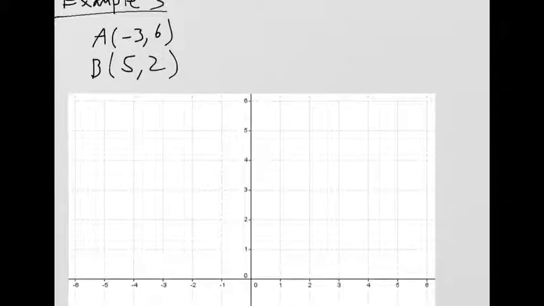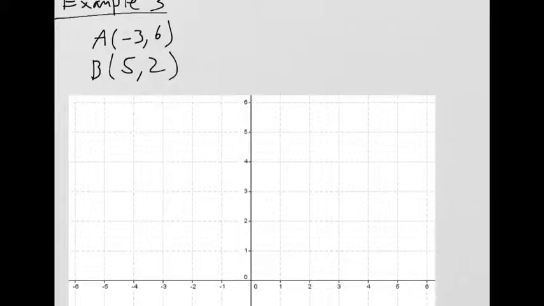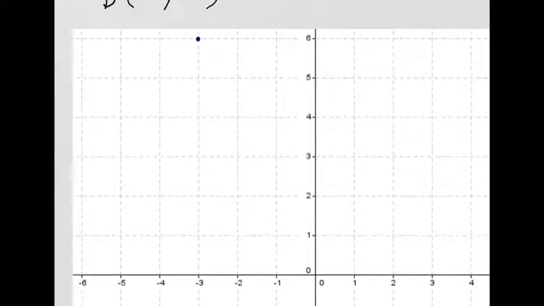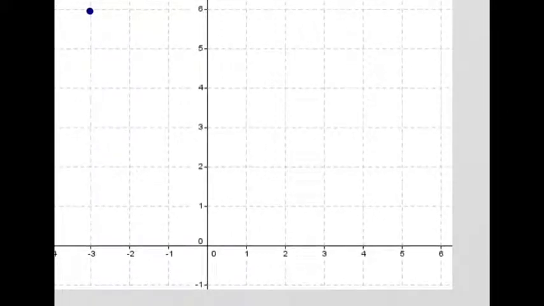Okay? I want you to plot the following 2 points on the grid below. Negative 3, 6 and 5, 2. Let's just plot those points really quick. Okay? Negative 3, 6 and 5, 2. So negative 3, 6 goes here. You can use a bigger dot than that. Negative 3, 6. And 5, 2 is there. Am I right? Alright.